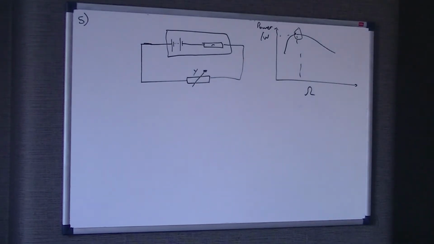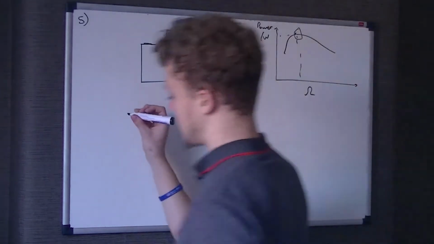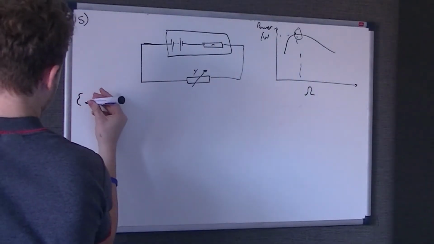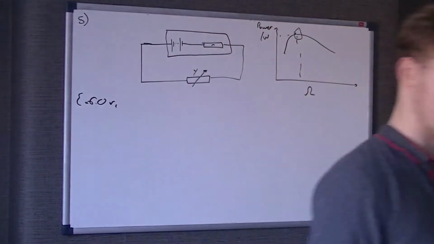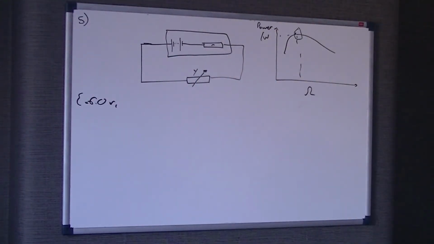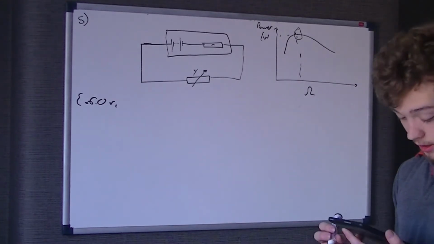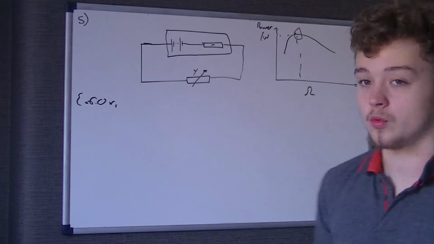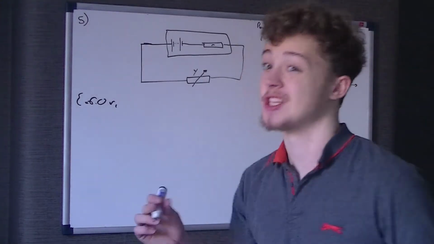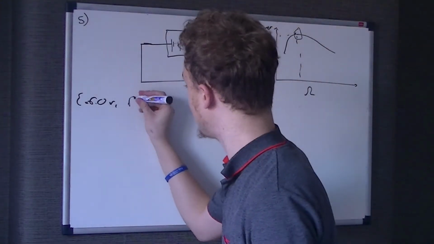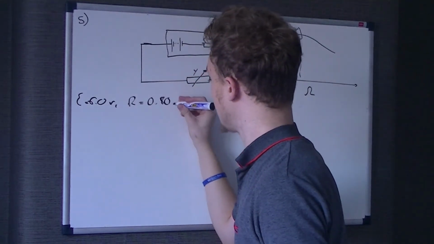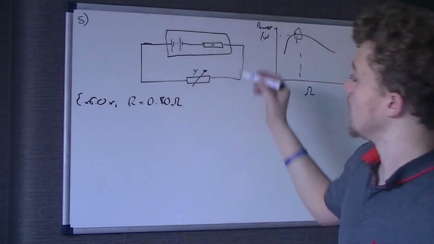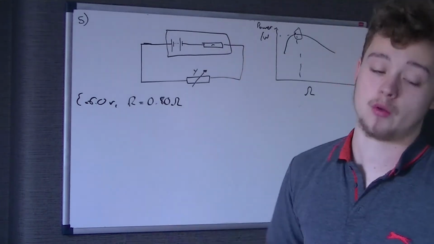So the first thing I would write down before knowing anything else is that E equals 6 volts. We're also told in this question that the resistance of Y is set at 0.8 ohms. So even though it's variable, it's just set at 0.8 ohms. So you put big R, or Y, is equal to 0.80 ohms. And this little r we don't know yet.